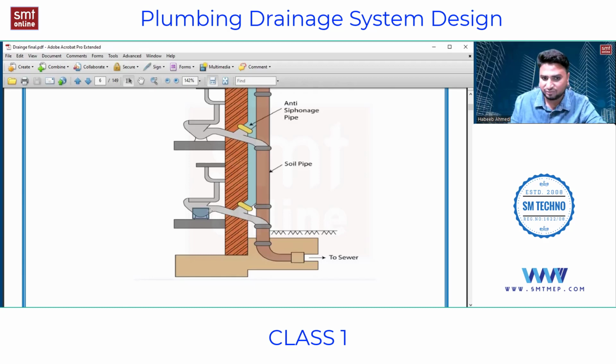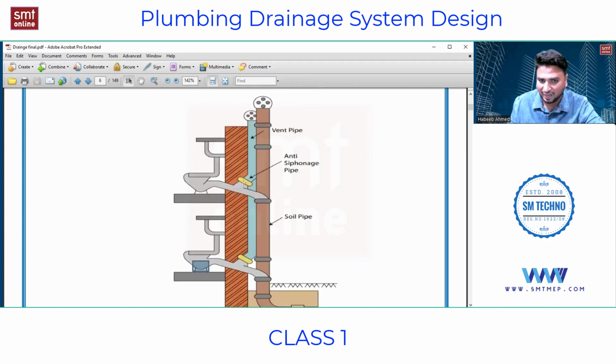You need to save this water seal. So what it does is, if you see here, this anti-siphonage pipe is being connected to one more vertical pipe. This small part is the anti-siphonage pipe, and this complete vertical pipe is nothing but a vent pipe. So this anti-siphonage pipe is connected to this vent pipe, and this vent pipe is open to atmosphere, that is, above the roof, or above the last floor of the project. It is going towards the roof, and it is open.